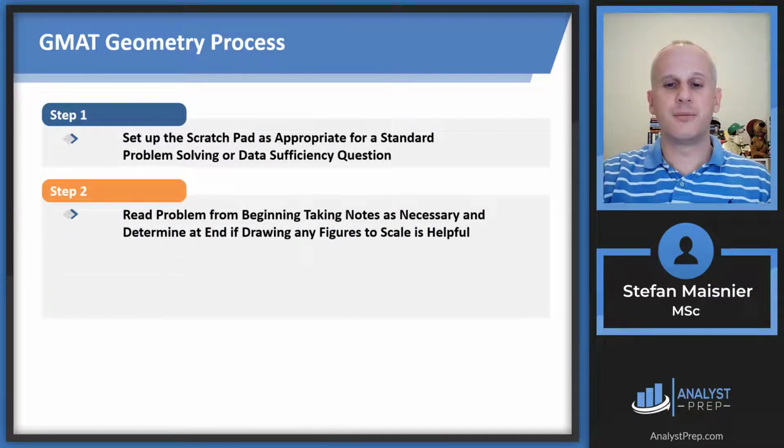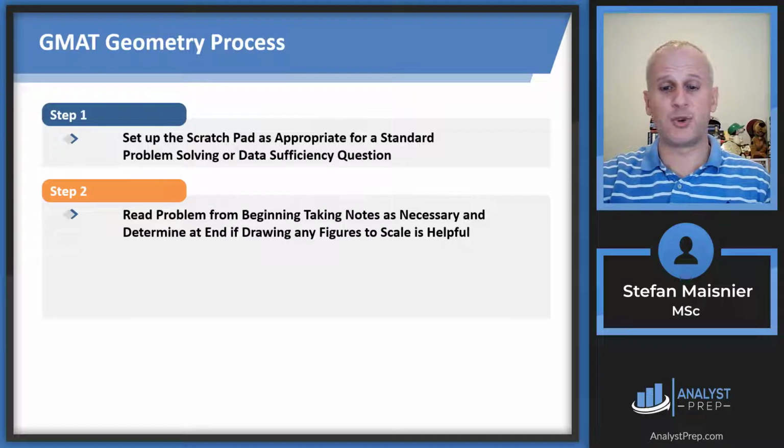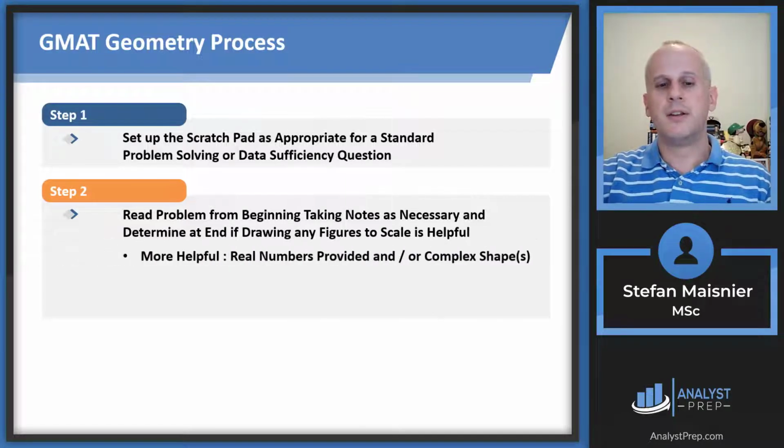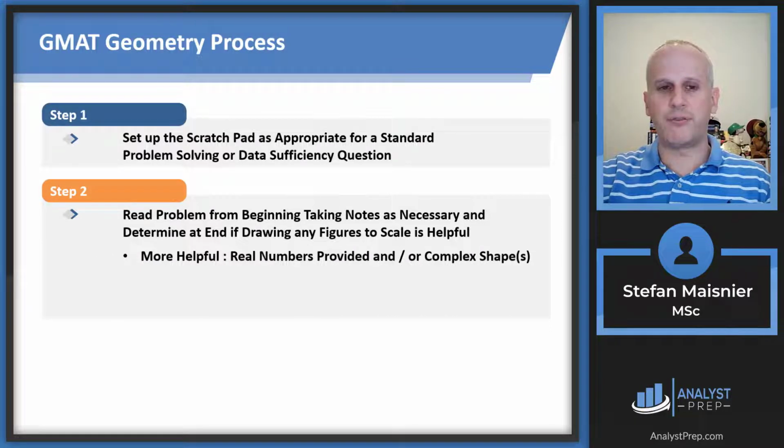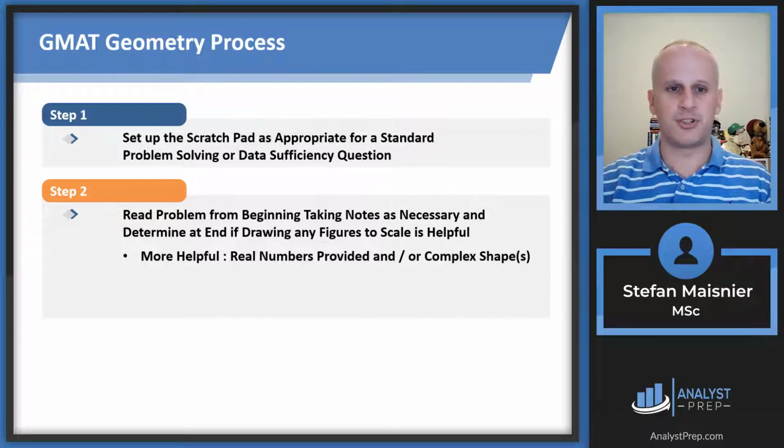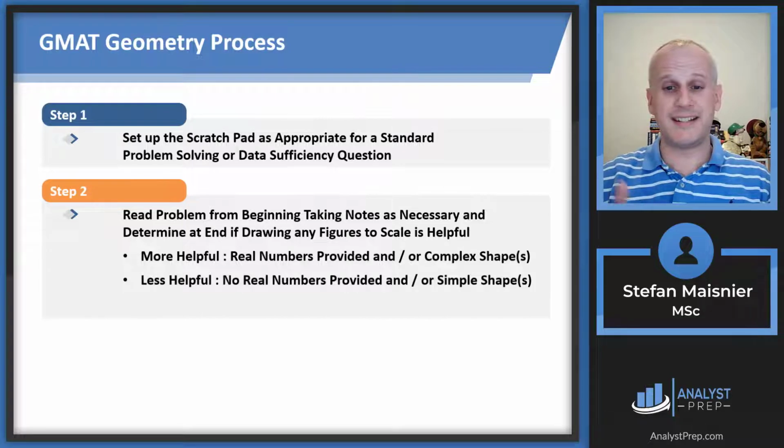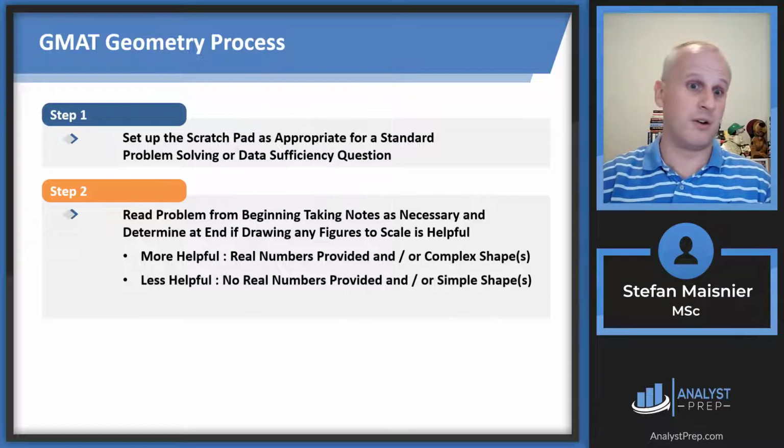Step two is going to be to read the problem from the beginning, taking notes as necessary, and you want to determine consciously at the end if drawing any figures to scale would be helpful. Generally, it's going to be more helpful if real numbers are provided in the problem, and/or you have complex shapes that you would benefit from being able to add lines and find relationships manually yourself. However, it's generally going to be less helpful to draw if no real numbers are provided, and/or you have simple shapes that you should be able to evaluate formulaically, because you know how a triangle works, you know how a parallelogram works, and so on and so forth.